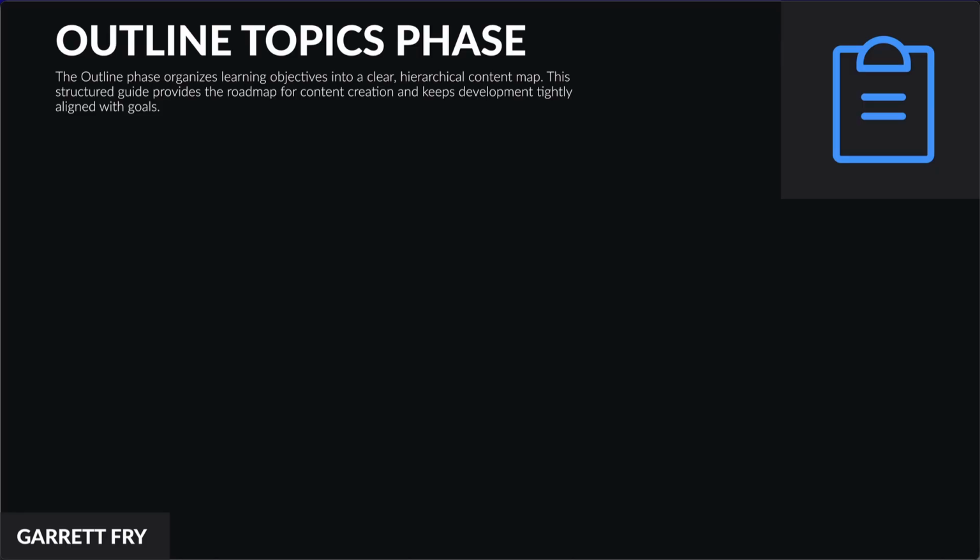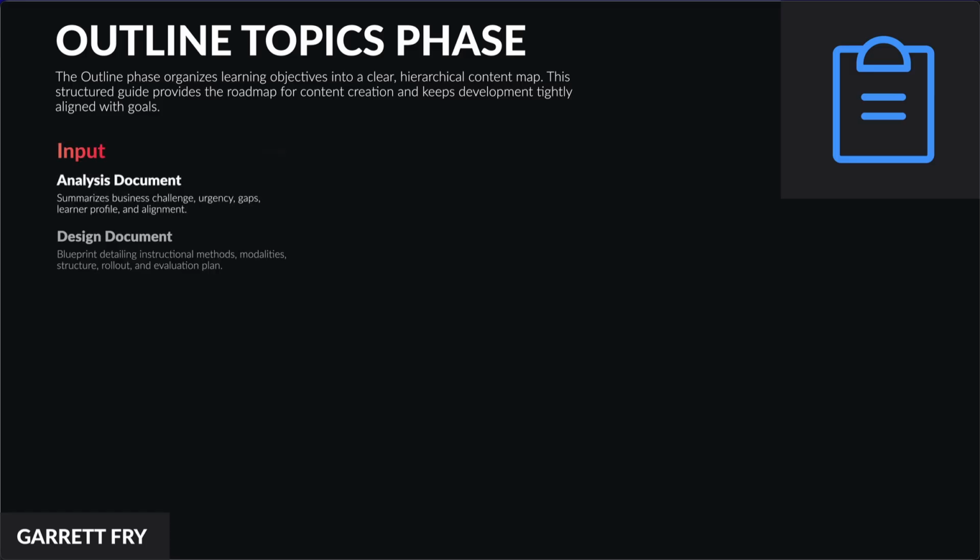In the outline topics phase, we're going to be organizing learning objectives into a hierarchical content map. This is going to be the foundation for what learning content we create in future phases. At this point, we've already collected and structured a lot of data about our project, so we're going to be pulling in the analysis document and the design document to help us create our outline.